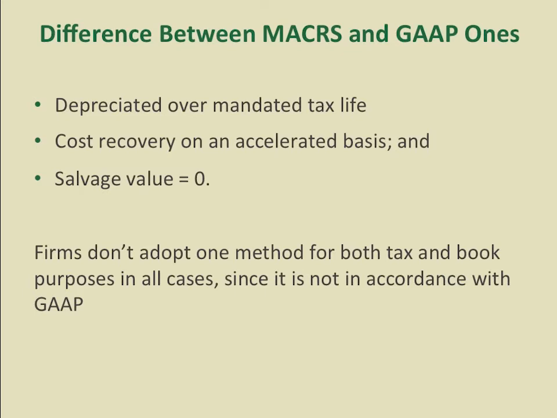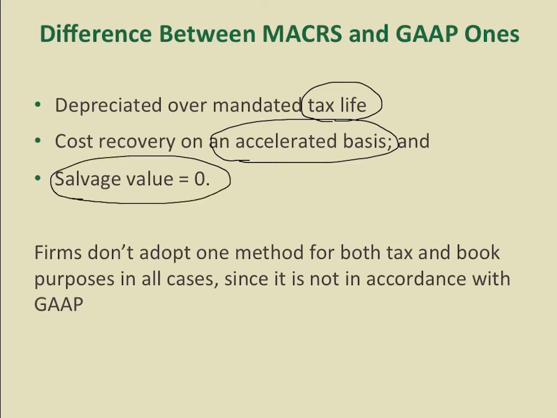For example, tax codes are very specific about the tax life of property. In the GAAP system, managers could estimate the useful life of a property, but here they have to follow the tax code. And secondly, they are very specific about the depreciation method, and very specific about the salvage value. Salvage value equals 0.